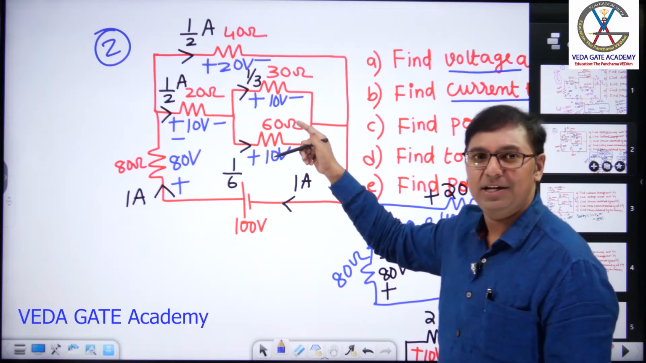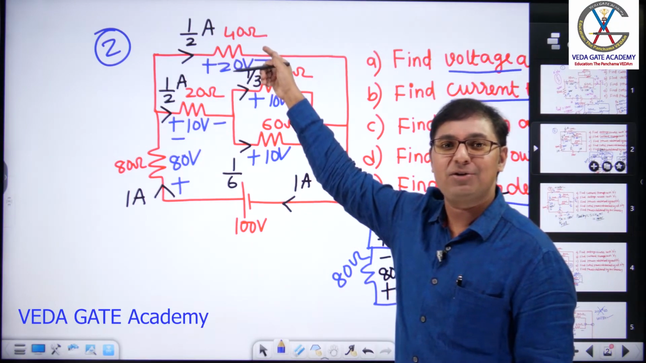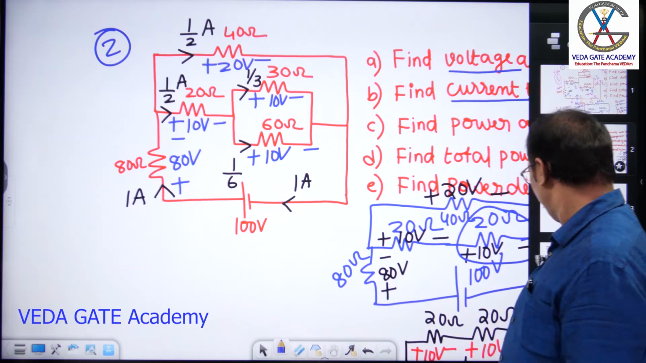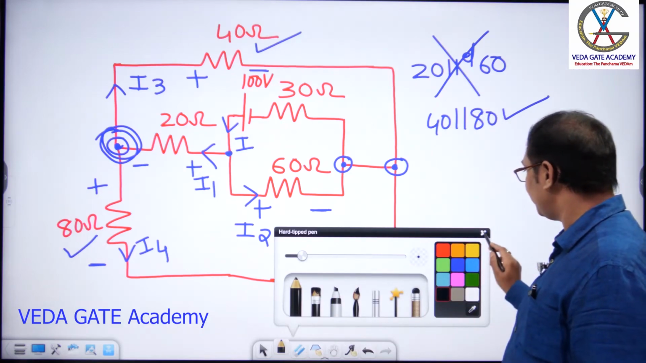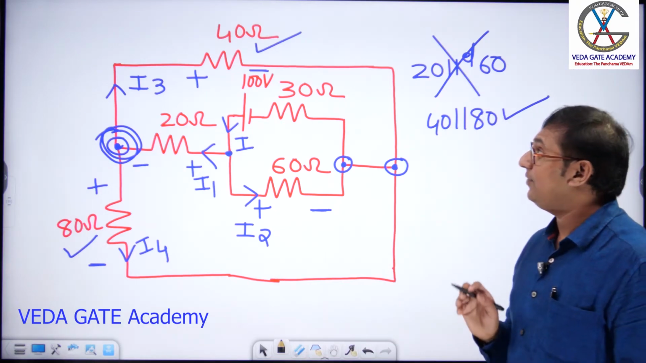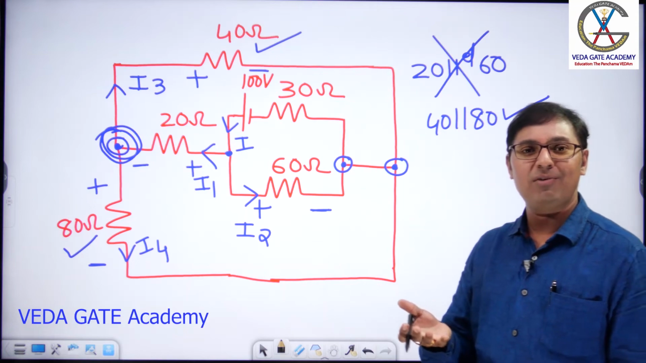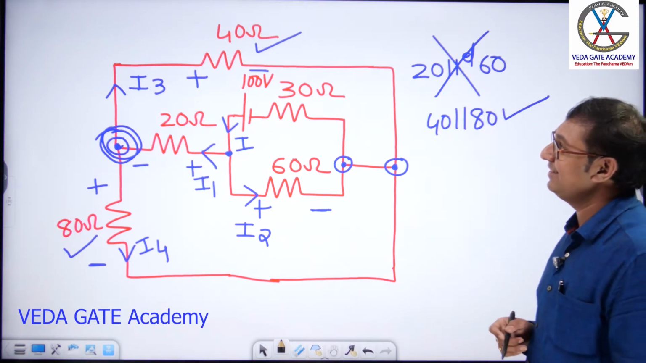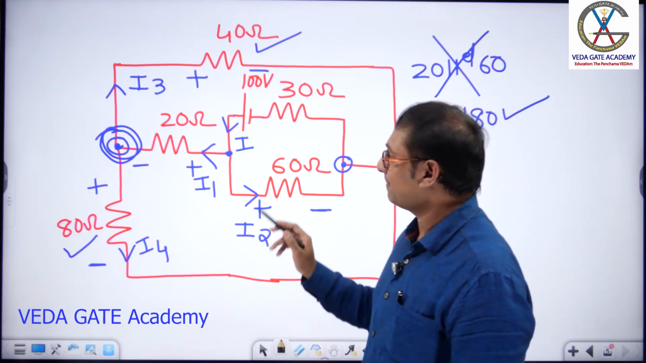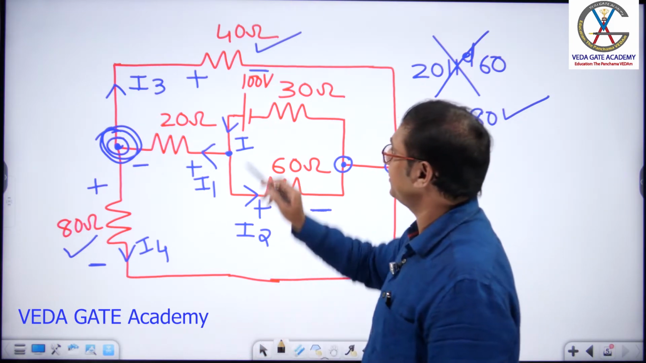30 parallel 60 is 20, 20 series 20 is 40, 40 parallel 40 is 20, 20 series 80 is 100. Whereas here, let us take similar values in understanding the subject first. Again, don't ask me the doubt, sir. If the examiner gives values, obviously you have to go with the values given by the examiner. You can't change the question paper on your own, right? So let us understand the subject first.